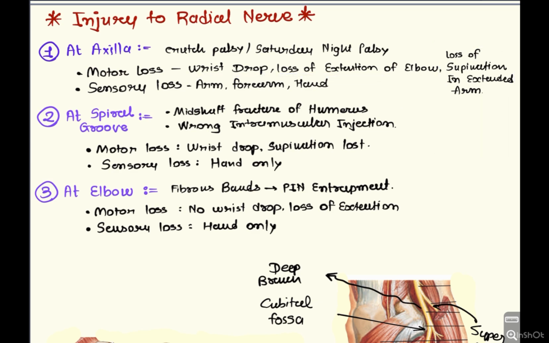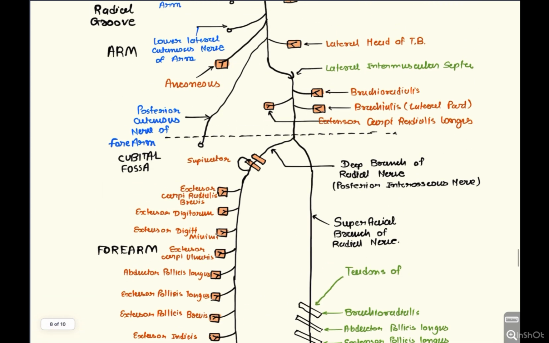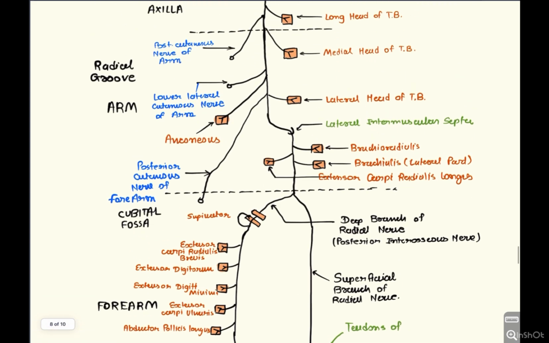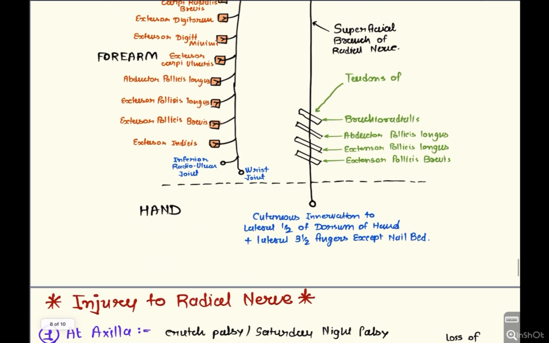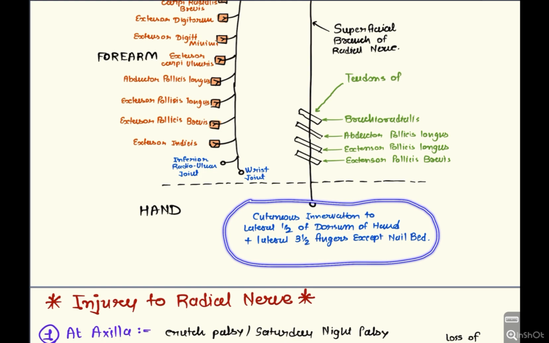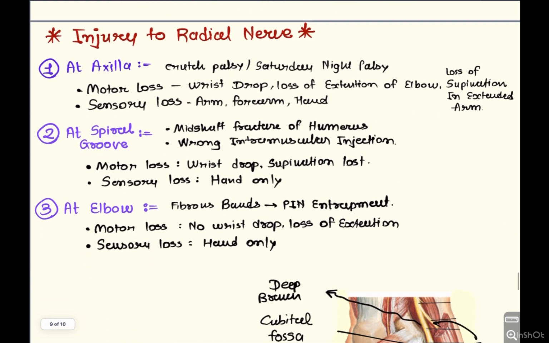And the sensory loss will be due to the injury to all these nerves, the posterior cutaneous nerve of arm, posterior cutaneous nerve of forearm, the lower lateral cutaneous nerve of arm, and the superficial branch of the radial nerve. So there will be sensory loss to all this area, to the arm, forearm and hand.